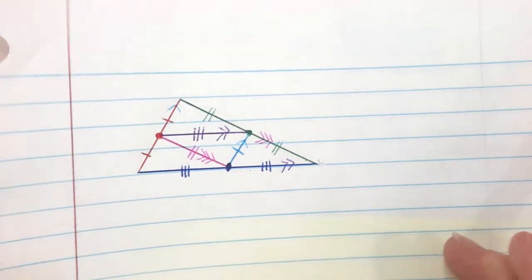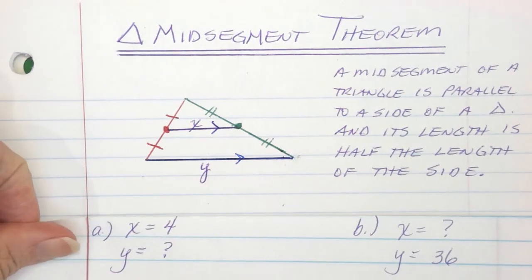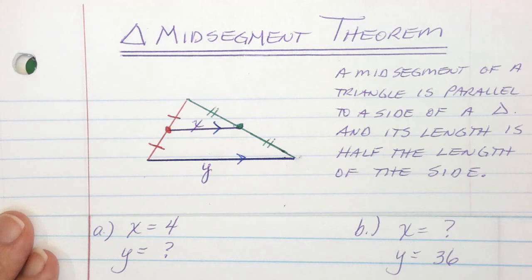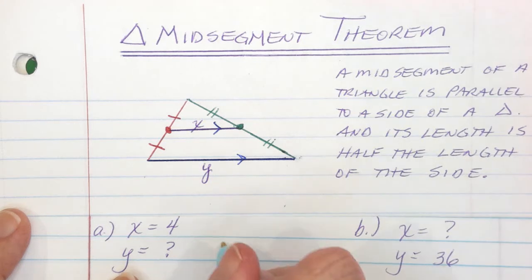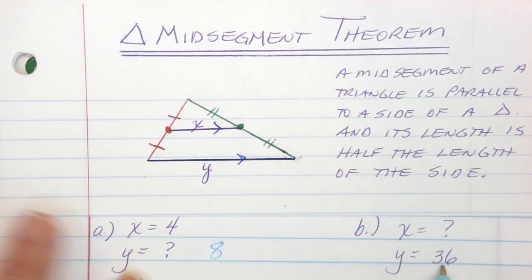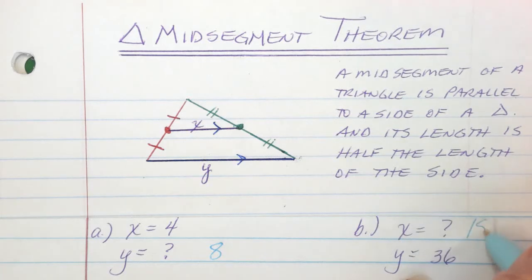To work some problems, if X, the midsegment, were 4, then Y, the side of the triangle, would be 8. Likewise, if the side of the triangle is 36, the midsegment would be half as much.